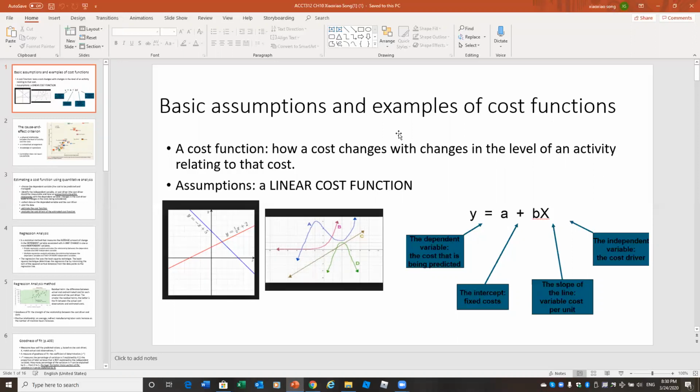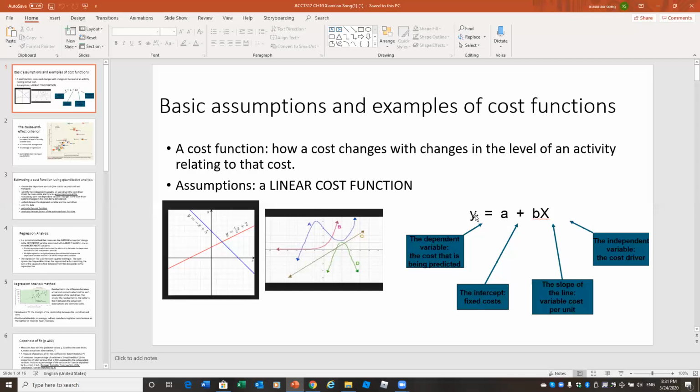So we still focus on the cost. We want to find out, hey, what activity causes our total cost, variable cost, fixed cost, total cost. I believe you already know this. We focus on linear cost function. We don't do these fancy things. We just think about it's linear. How the cost change with the change in the level of activity.